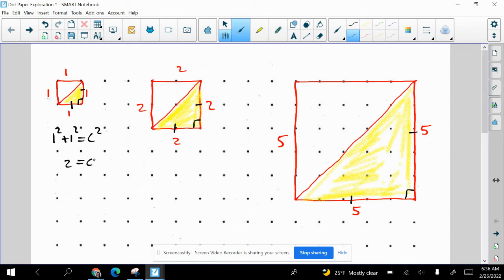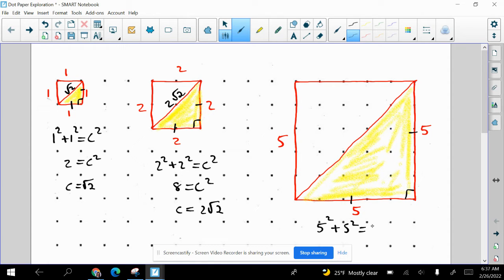Right, so this is 2. So if I take a square root, I get the hypotenuse of my first one to be square root of 2. And then in this one, we would set up the Pythagorean Theorem. And 4 plus 4 is 8. And when you square root and you simplify, you actually get 2 root 2. And the last one, if I do 5 squared plus 5 squared equals c squared, you would end up with square root of 50, which turns into 5 root 2.